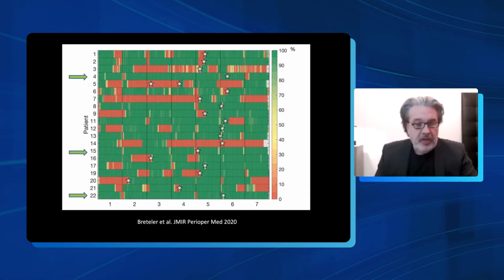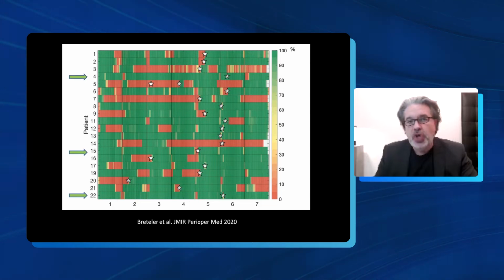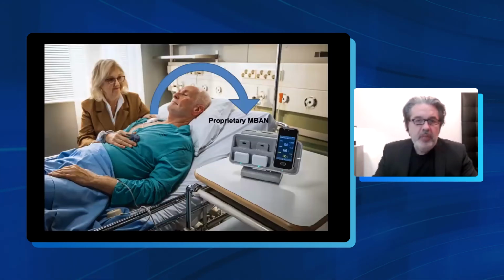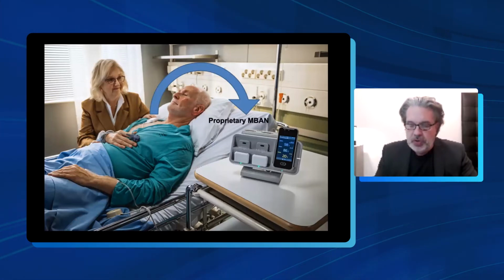And you can see that for some patients, obviously, they were able to monitor them almost continuously over this 7-day period. For other patients, it was much more challenging. So for that reason, I believe we need medical grade connectivity protocols to ensure truly continuous monitoring on the wards.